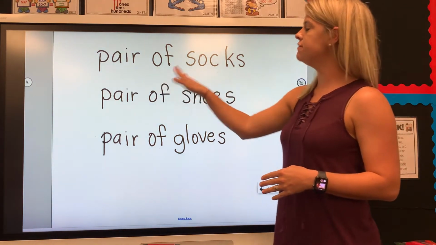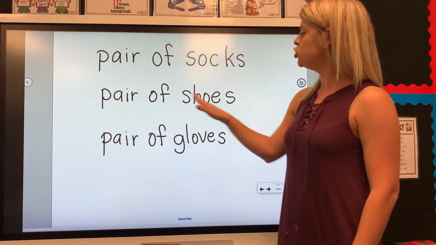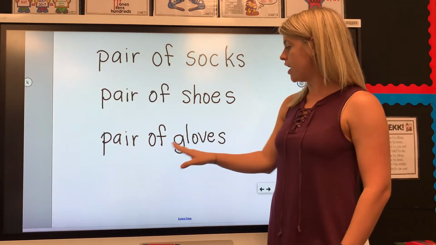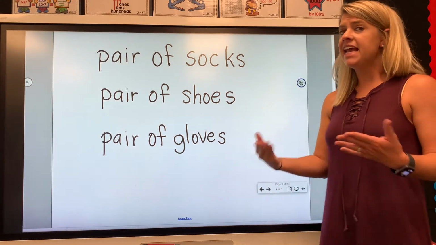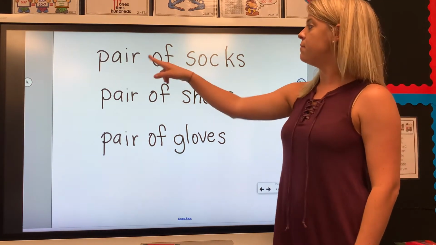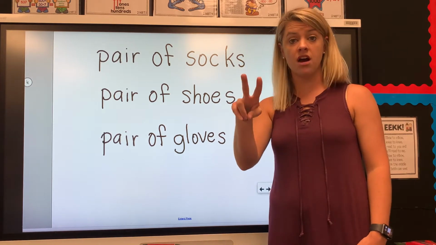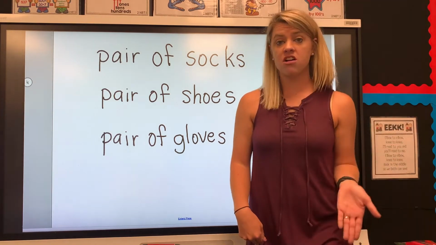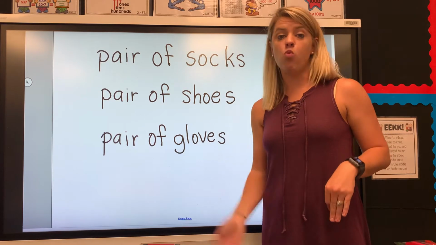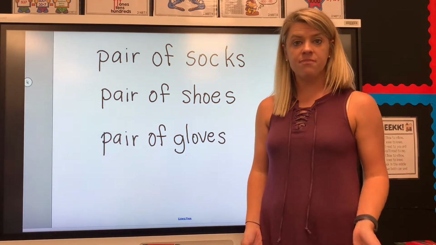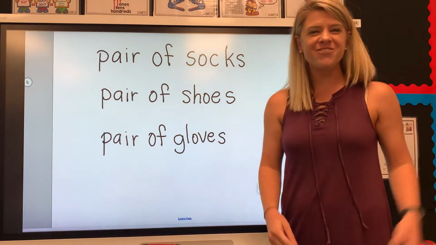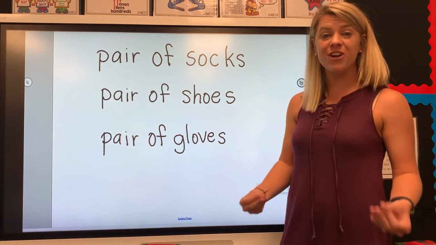A pair of socks, a pair of shoes, and a pair of gloves. Now, in my brain, when I think of a pair of socks, it makes me think about two socks, right? You can't have a sock on just one foot. You have to have one sock for each foot.